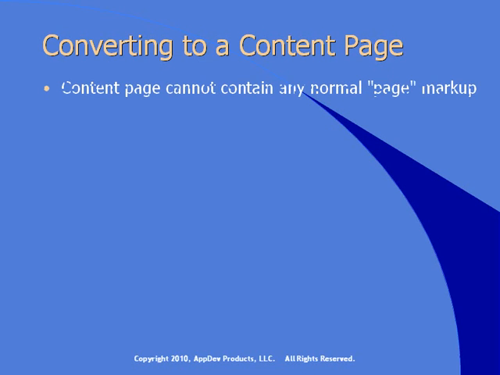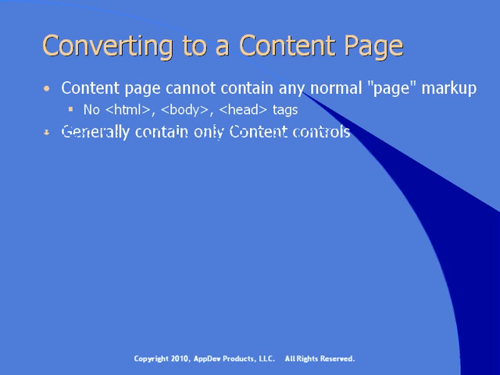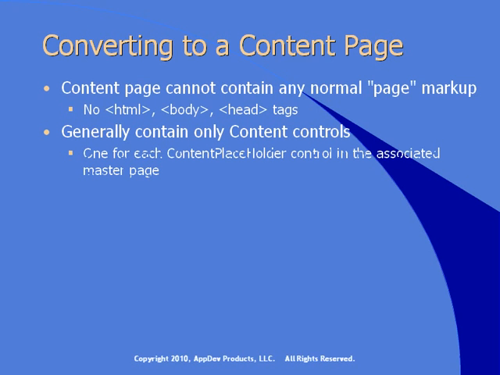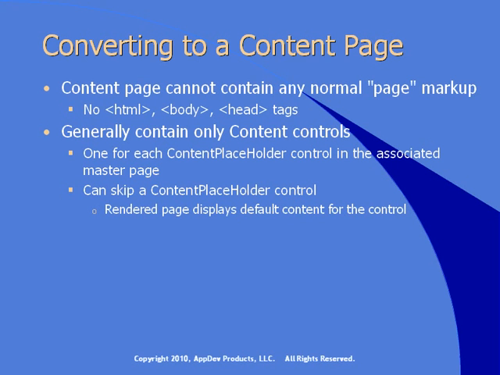A content page can't contain any normal page markup. So if you're thinking of converting a normal page to a content page, you'll have to do some clipping. There can't be an HTML, a body, or a head tag in a content page. Generally, the content page contains only content controls. There should be one for each content placeholder control in the associated master page. You can skip a content placeholder control if you want, and the rendered page will display the default content for that control. And we'll discuss that in more detail in just a moment.